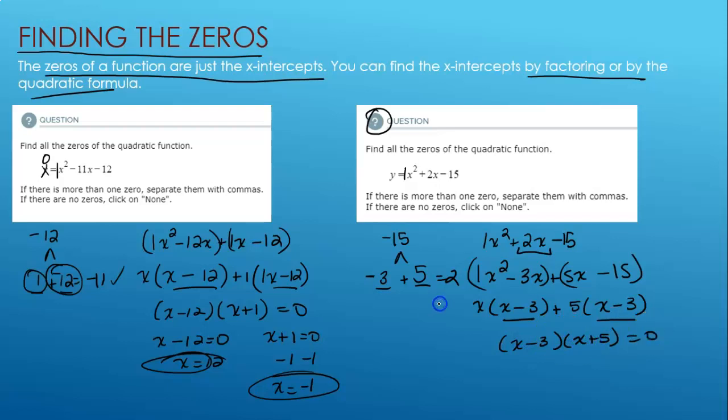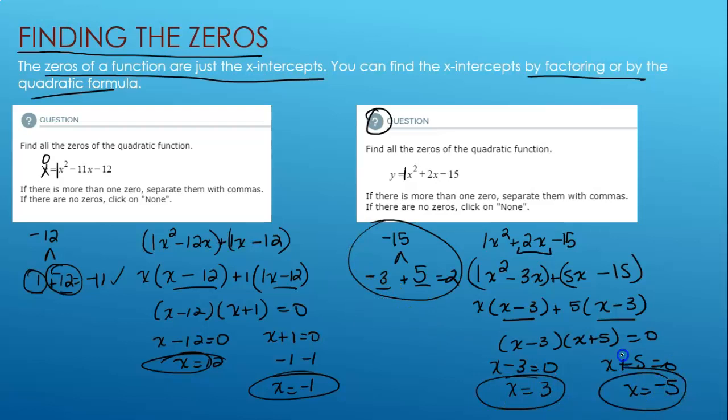And we need that to equal 0 to find the zeros. X minus 3 equals 0, so x either equals 3 or x equals negative 5. If you ever run into something that's not factorable, you can't find the magic numbers, this doesn't work, then you'll need to use your quadratic formula. And we'll practice that at least one time later on today.